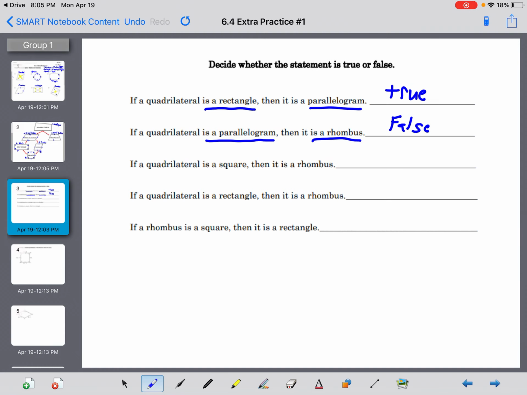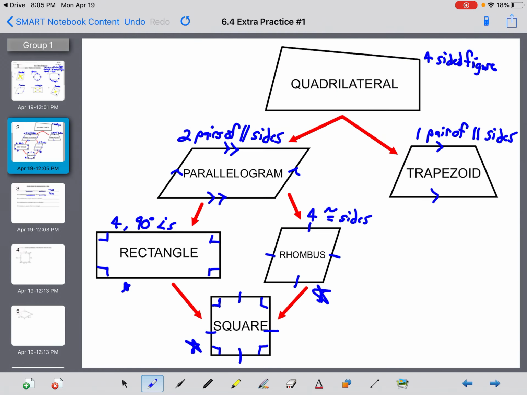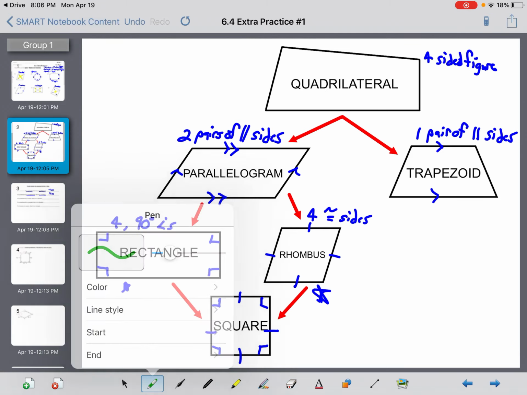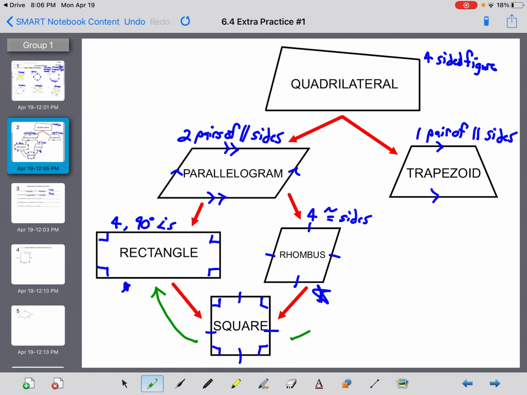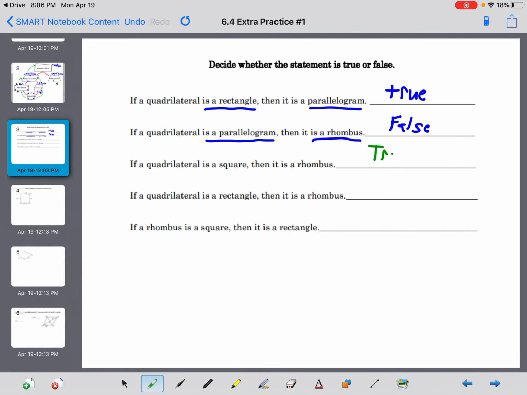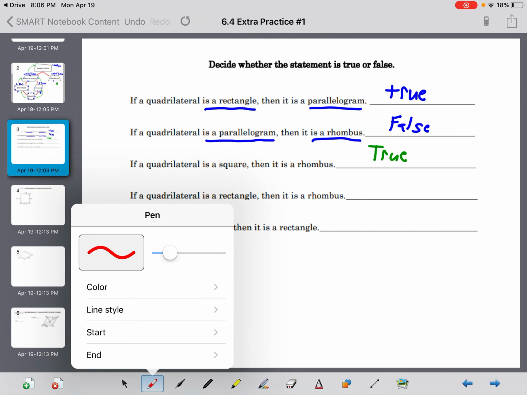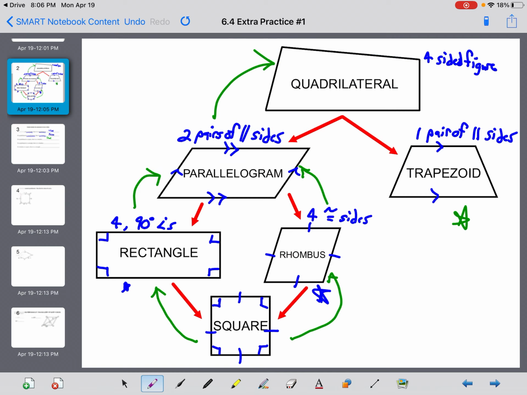This is false. If a quadrilateral is a square, then it is a rhombus. Well, remember we talked about yesterday in class that a square, let me change the color. A square is a rectangle, a square is a rhombus, and in turn, that means it's a parallelogram and also a quadrilateral. So a square is all of those things except a trapezoid. So this is true. If a quadrilateral is a rectangle, then it is a rhombus. Well, take a look. Again, I'm going to change the color here so we can analyze a little bit. Let me get rid of our square lines.